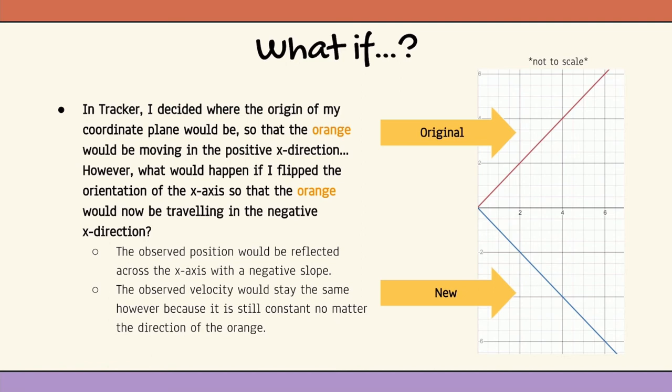What if I decided to change where the origin of my coordinate plane was so that the orange was moving in the negative x direction? Well, the position versus time graph would look like the graph on the bottom with the blue line. It would have a negative slope and it would be reflected across the x-axis. The observed velocity, however, would stay the same because it doesn't matter what direction the object is going in, it still has the same speed.